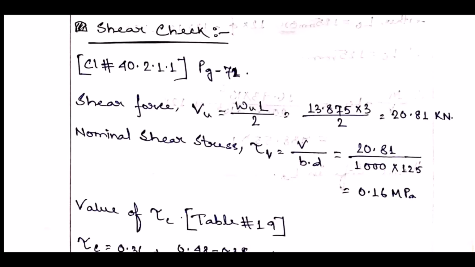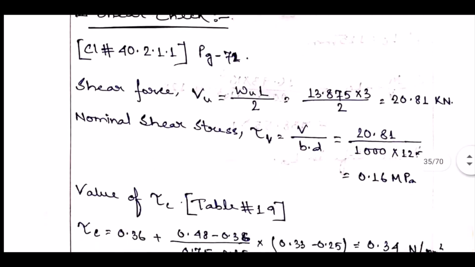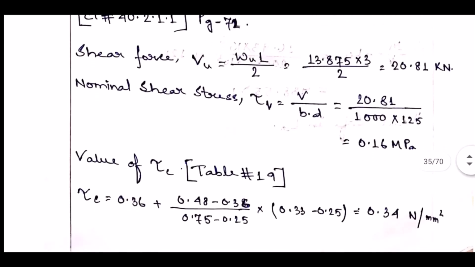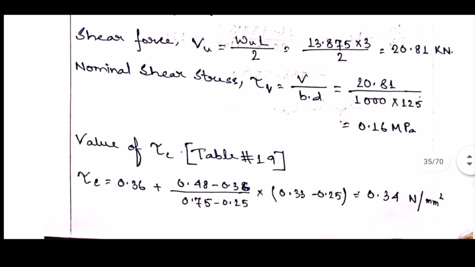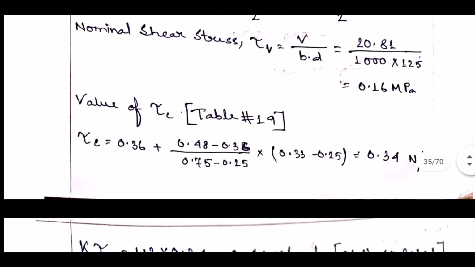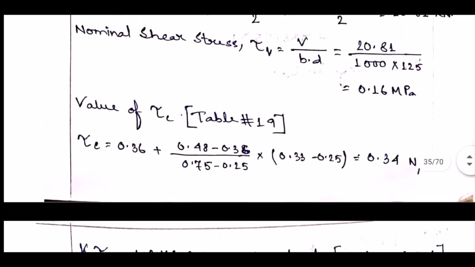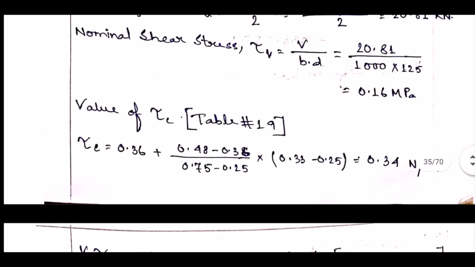Now the value of tau C from table number 19. From table number 19 we have to find out the value of tau C. So let's go to table number 19, and after that we will get back here. We know the percentage of steel is 0.33. So let's go to the code.